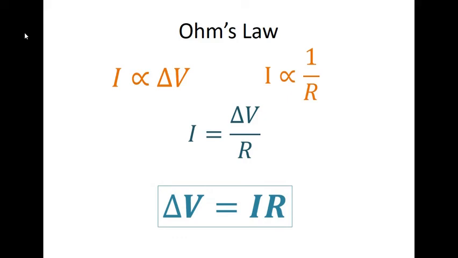Ohm's law is one of the most useful equations that we have when we look at circuits. It tells us how to calculate the changes and the expected currents and voltages we'll have, and we're going to be using this equation a lot.